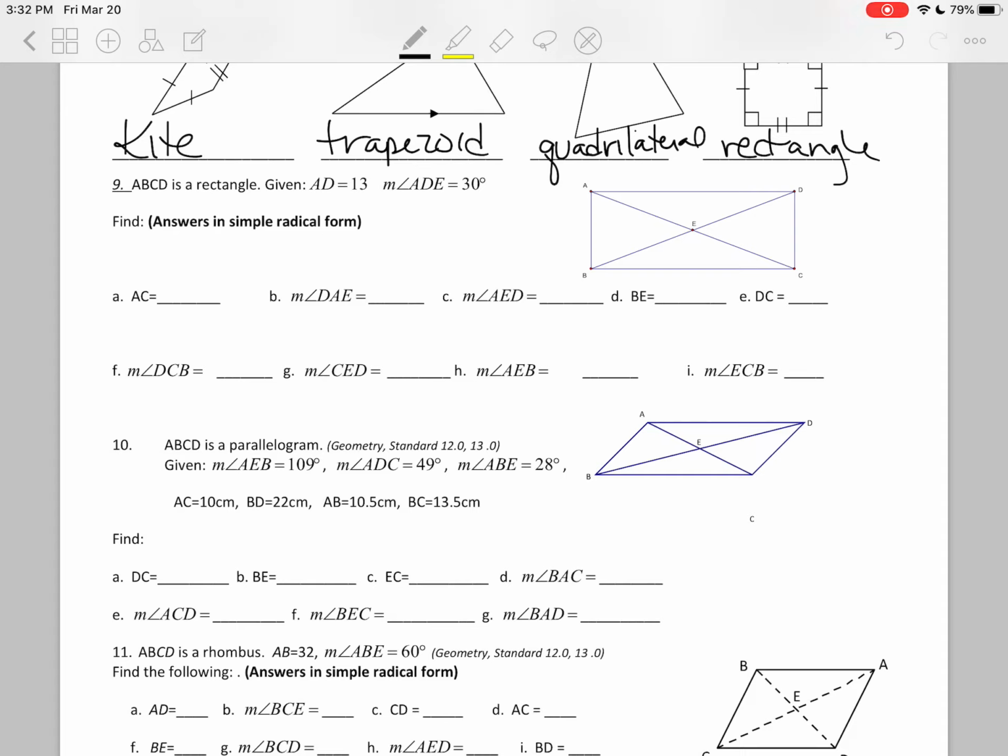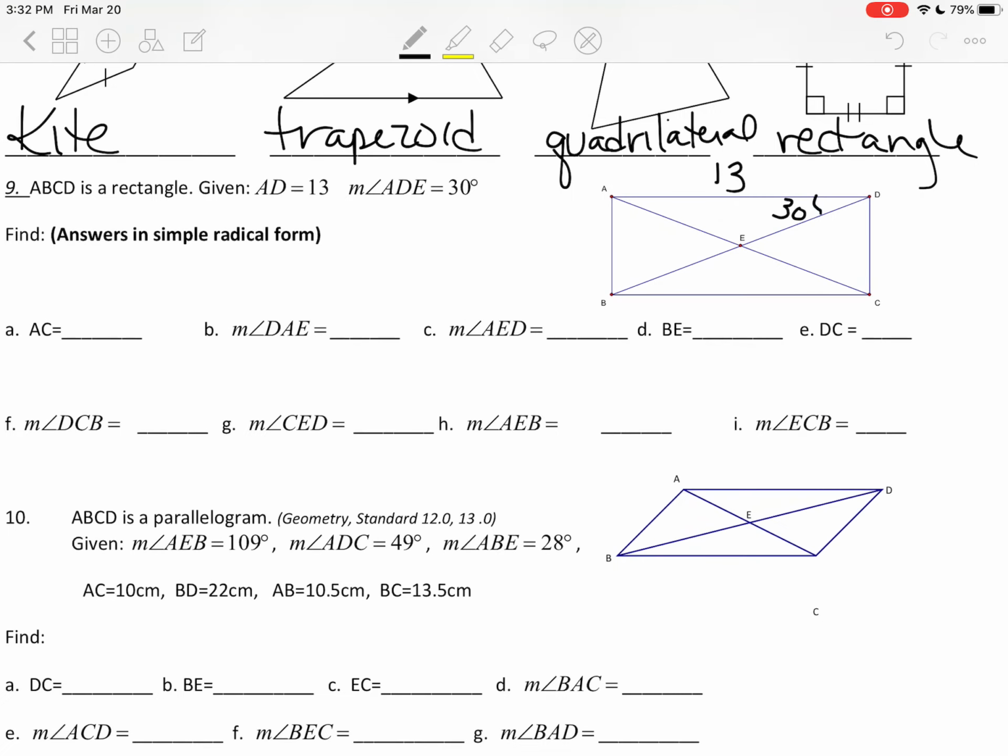Okay, number 9. So ABCD is a rectangle, given that AD is 13, and angle ADE, so that's this angle right here, is 30. Now it told you to leave our answers in simple radical form. I'm going to cross that out, because generally you're not going to have that for a rectangle. You can just use some trig.